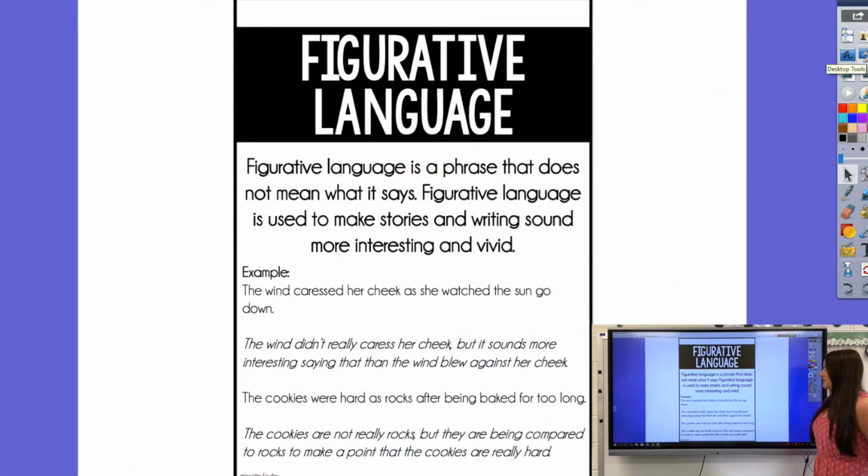Figurative language is a phrase that does not mean what it says. Figurative language is used to make stories and writing sound more interesting and vivid. An example would be, the wind caressed her cheek as she watched the sun go down. The wind didn't really caress her cheek, but it sounds more interesting saying that than the wind blew against her cheek. It kind of adds more flair to what is being said.